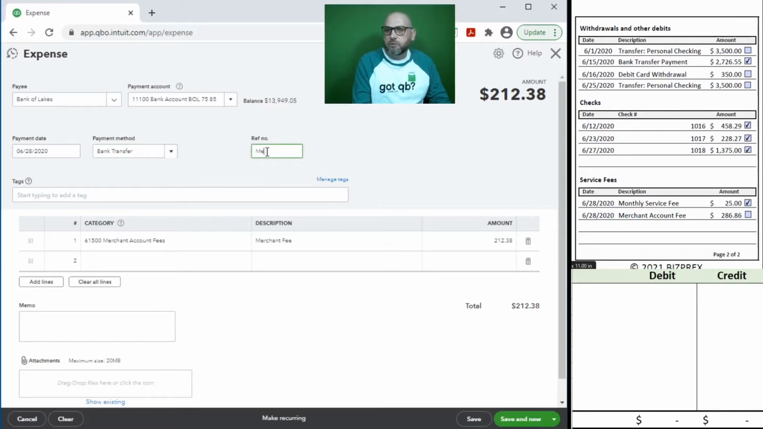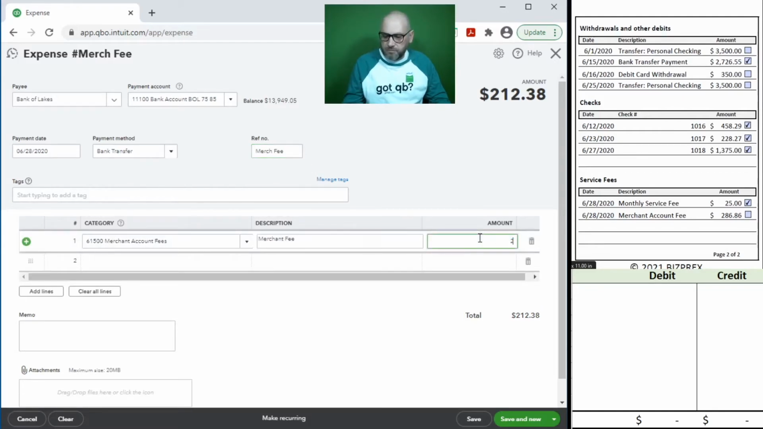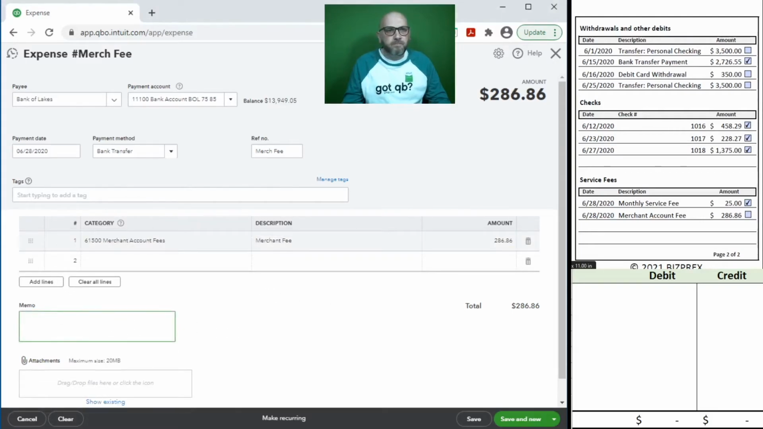Again, it's a merchant fee. All right, merchant account fee. Let's make sure we update the amount. All right. So what's happening? Well, we know that our merchant account fee expense goes up. That's the money the bank charges us for processing credit card payments from our customers. And we know that expenses go up when debited.